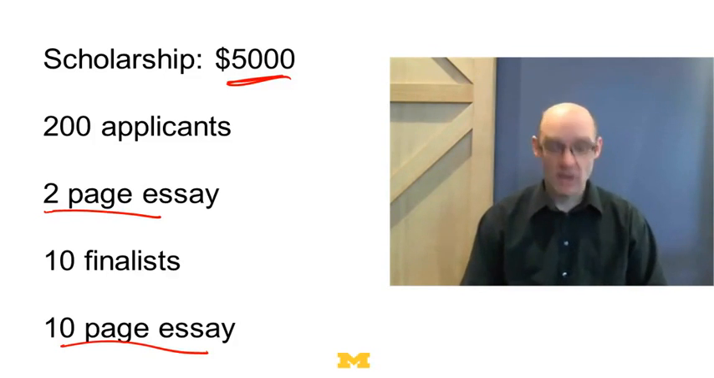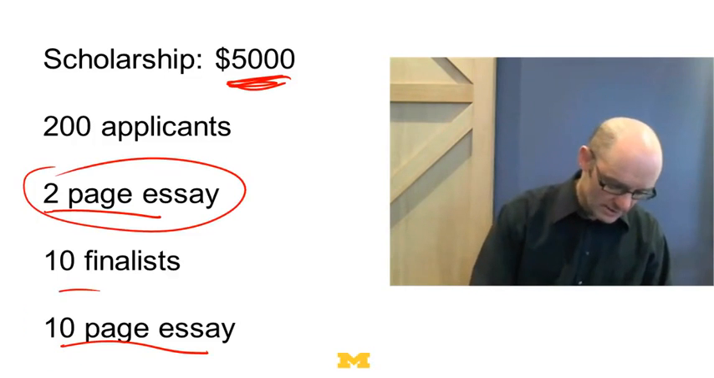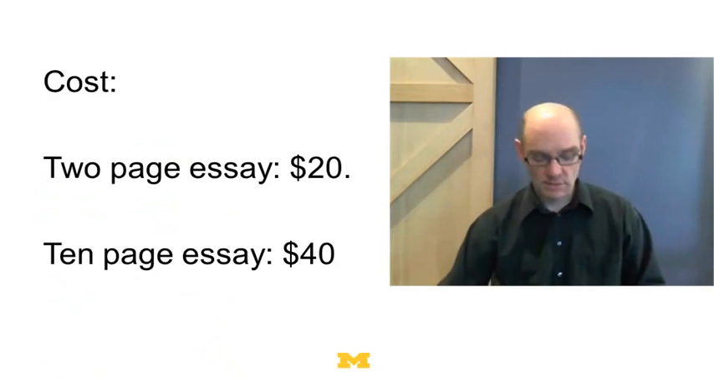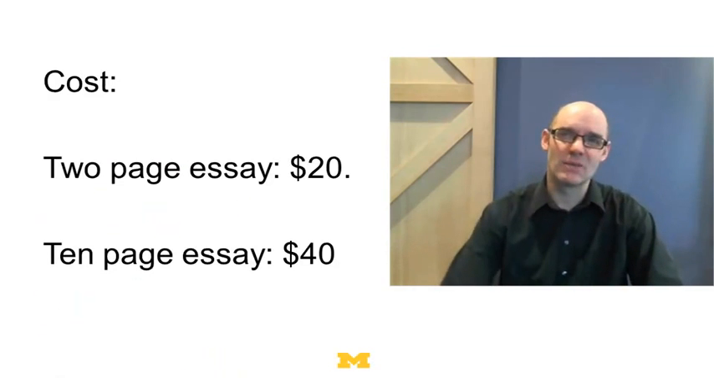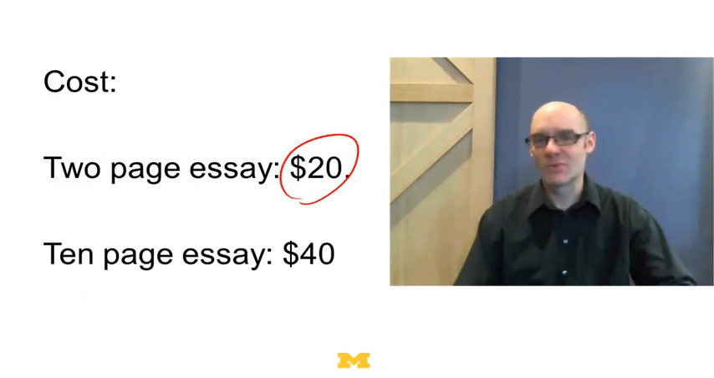And we need to know the payoff. So we know the payoff from the scholarship, but we need to know the cost of these essays. So to use a decision tree, the first step is to figure out the cost. So let's suppose you figure, well, what's the cost to me of writing a 2-page essay? And you figure, well, maybe 20 bucks. Maybe it's worth $20 worth of my time to write a 2-page essay.